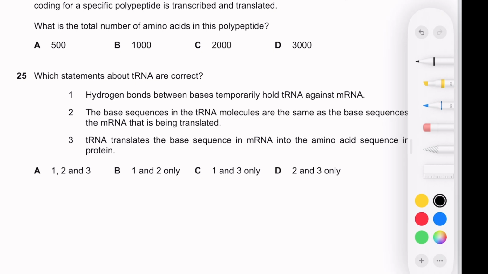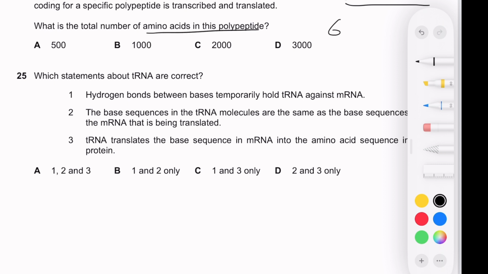In a genetic engineering experiment, a piece of double-stranded DNA containing 6,000 nucleotides coding for a specific polypeptide is transcribed and translated. Okay, again, 6,000 nucleotides total. Okay, that makes a difference from 6,000 nucleotide pairs, right? What's the total number of amino acids in this polypeptide?